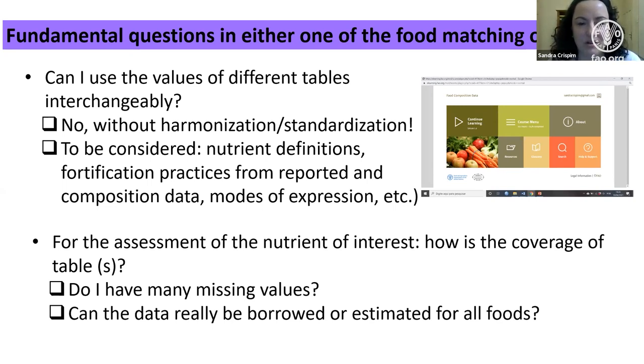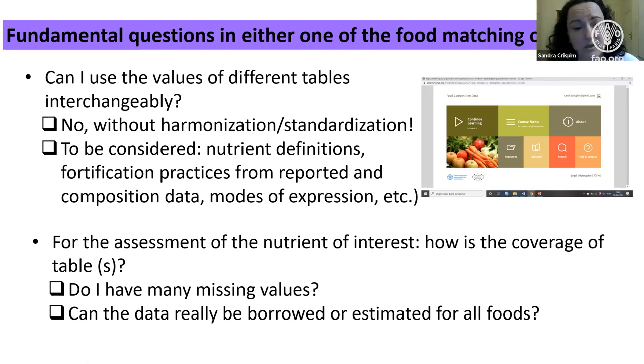I will not talk much about that, but we have the FoodComp course and the FAO INFOODS platform that, as you may know more than I know, covers this topic very well.